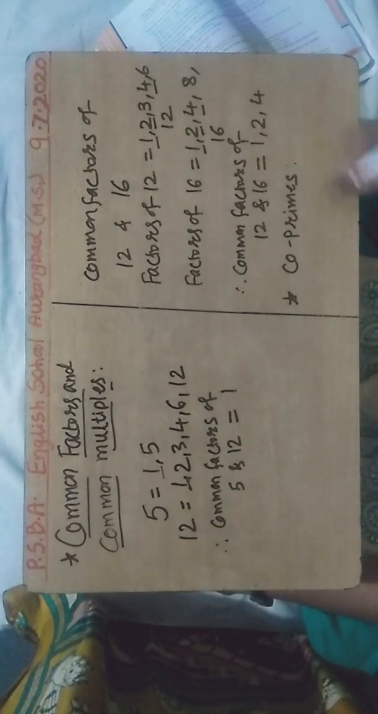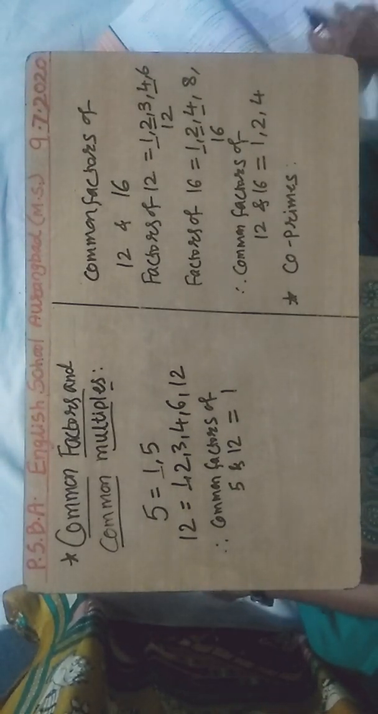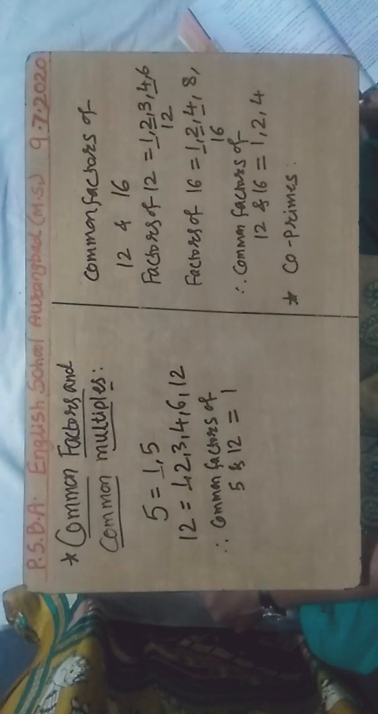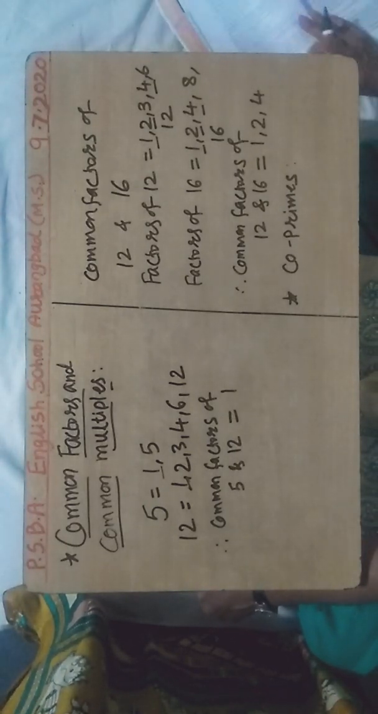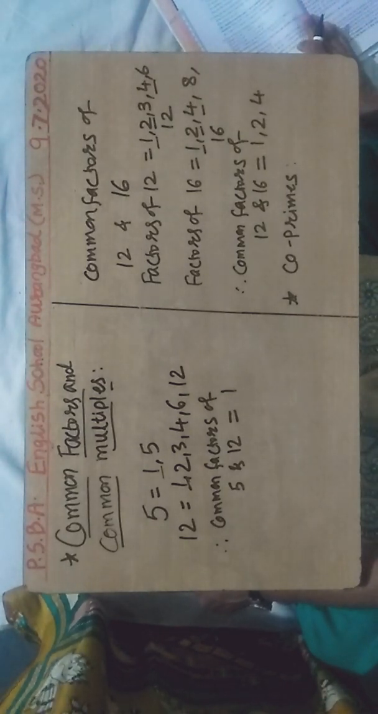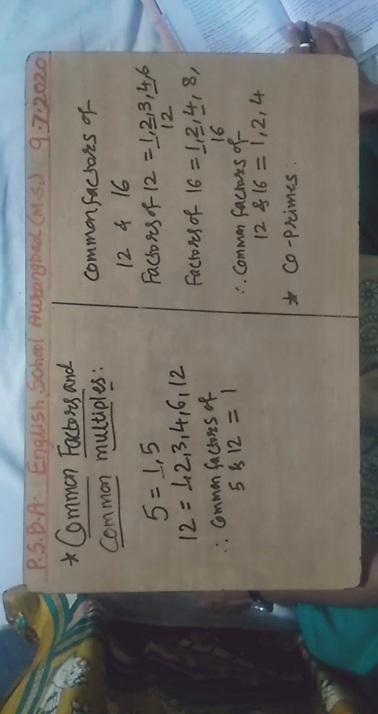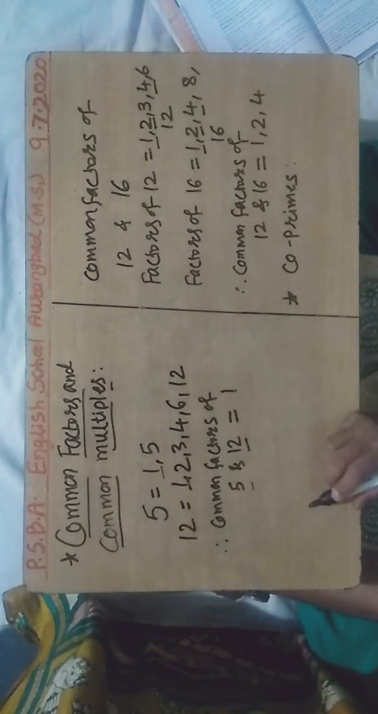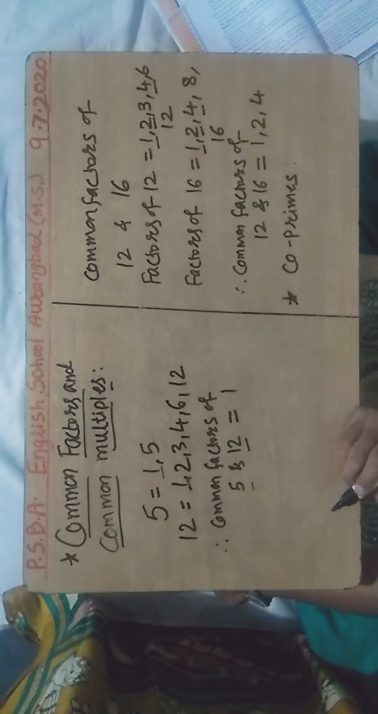The definition of co-prime is given in the textbook on page number 58, right? The definition of co-primes is: two numbers having only one as a common factor are called co-prime numbers. Therefore, 5 and 12 are known as co-prime numbers, right?